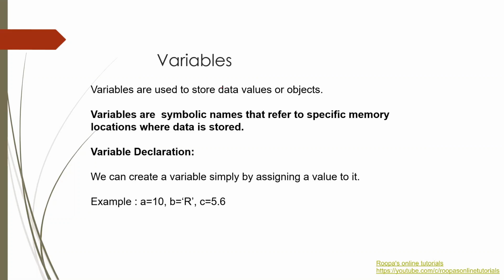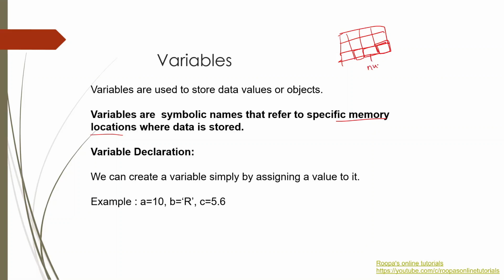If you see the definition here, variables are symbolic names that refer to specific memory locations where the data is stored. So what exactly is a variable? It is a memory location. All of us know that our computer has memory. We can imagine this memory is broken down into cells like this, and each of these is going to store some data for us. This particular data location is known as the variable.